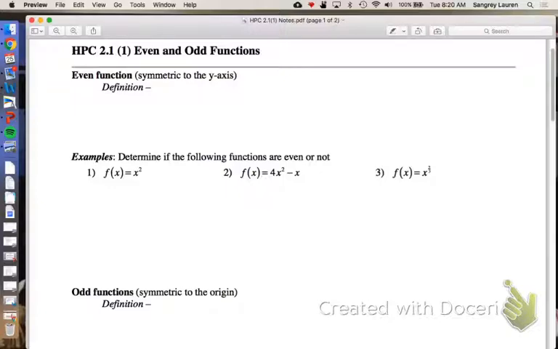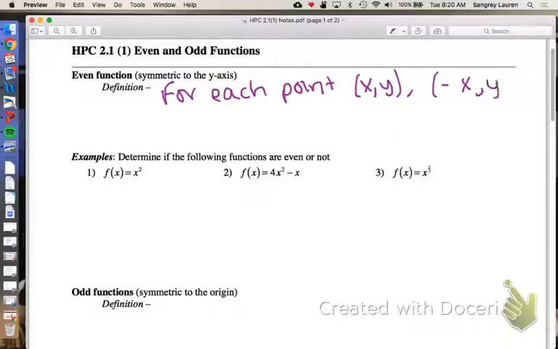So now we're starting chapter 2, and in this section we're looking at even and odd functions. An even function is symmetric to the y-axis. So our definition is: for each point (x, y) on the graph, the opposite of x, y is also on the graph. This is what makes it symmetric to the y-axis.